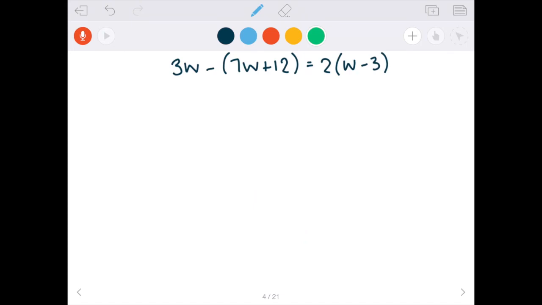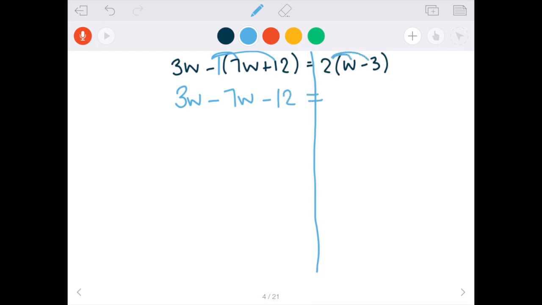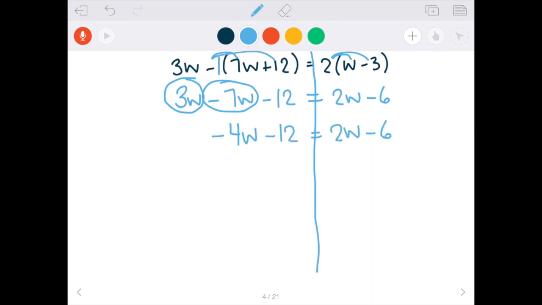Okay. Moving over to my next problem, I'm going to go to light blue, I think. There we go. On the left side of the equation, I have, remember, a -1 in front of that parentheses, and I'm going to do distributive property. So I have 3w minus 7w minus 12. I also have distributive property on the right side, 2w minus 6. I'm going to combine my like terms on the left, -4w minus 12 equals 2w minus 6.